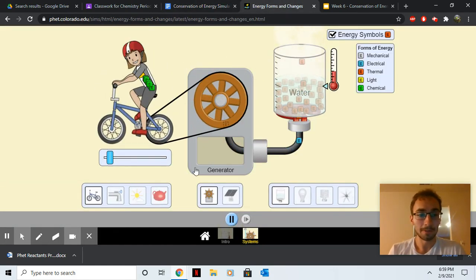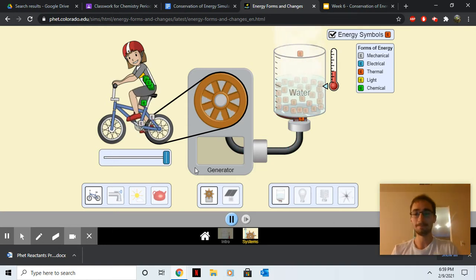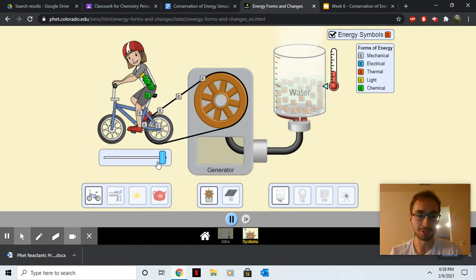Last thing, do it for her when she's really pedaling fast versus when she's going slow.